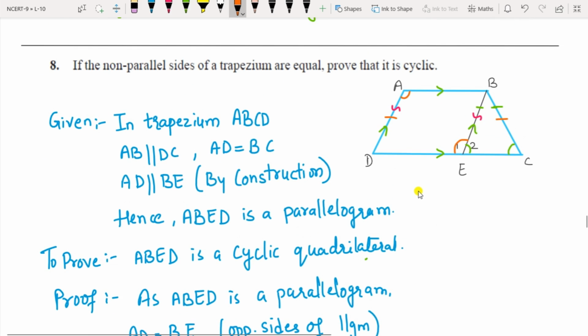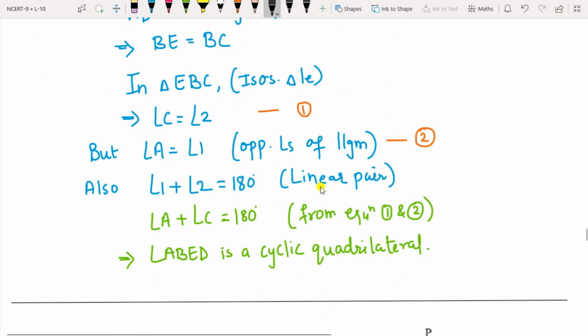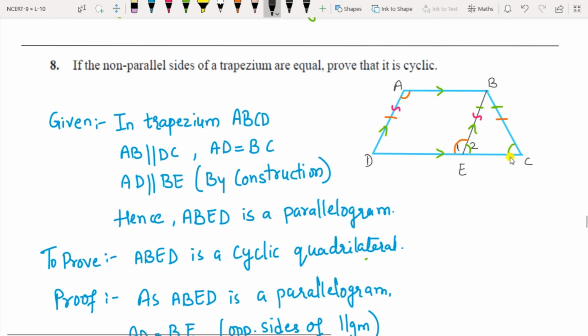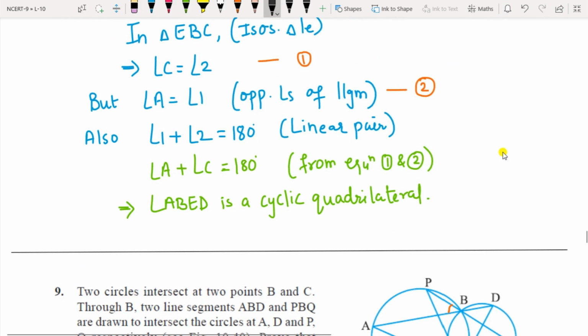And also angles 1 and 2 are supplementary because they are in a straight line. So 1 plus 2 is equal to 180, that is a linear pair. In place of 1, we can substitute A from equation 2, and in place of 2 we can substitute C from equation 1, and that also becomes equal to 180. Since A plus C is equal to 180, they are opposite angles, and therefore the trapezium is a cyclic quadrilateral. Therefore ABED is a cyclic quadrilateral. Right?